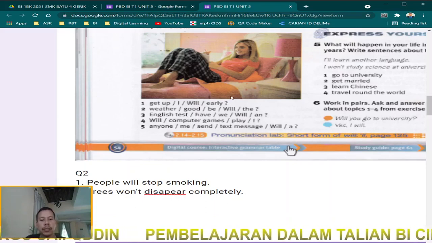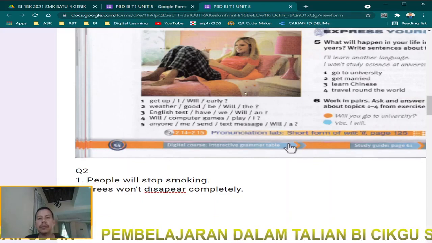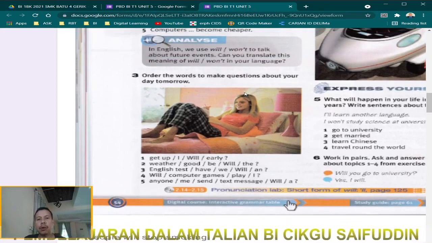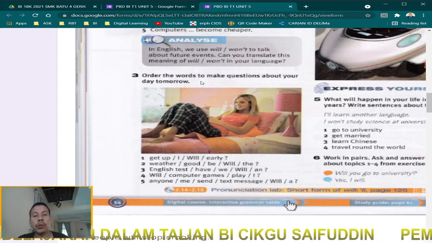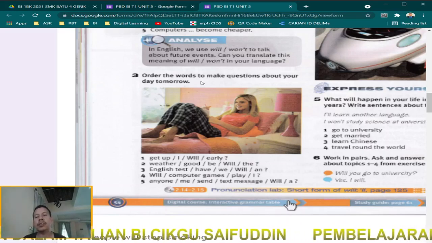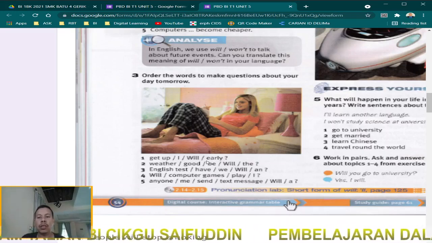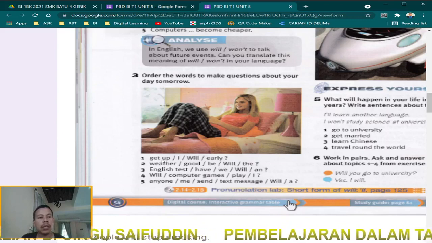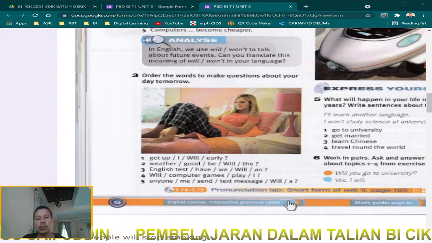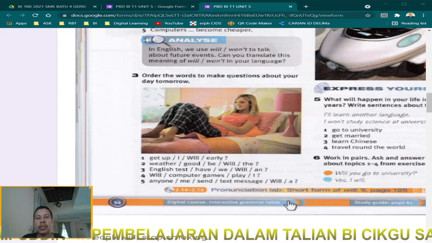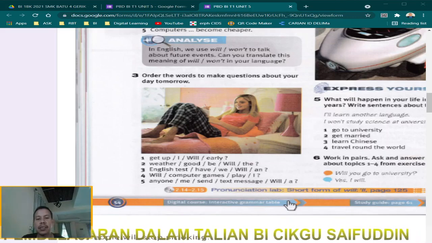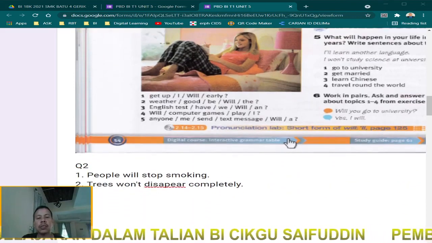Let's look at question 3. Order the words to make questions about your day tomorrow. Now we are going to use will and won't in a question form, dalam bentuk soalan. Get up, I, will, early for number 1. Can you sort it in order so that it can form a question? Susun semula supaya dalam bentuk soalan.